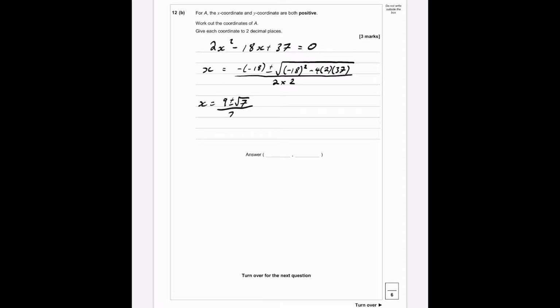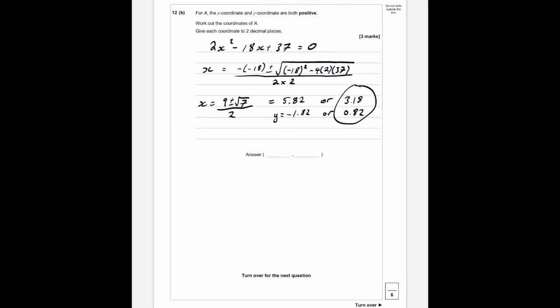Those are, in the decimal versions, 5.82 or 3.18. Both of those are positive, which the question wants them to be. And so we can use the linear equation to work out the corresponding y values. So 4 minus the x values will give us 2 y values. The one for 5.82 is negative 1.82. And when x is 3.18, we get y to be 0.82.